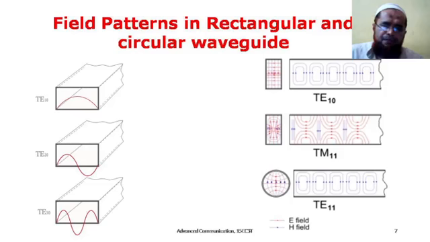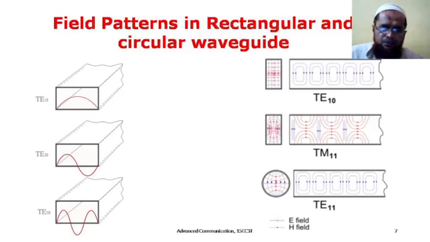TE10: we have the electric field vector in horizontal direction. In vertical direction, we don't have any field vector or energy. This is the top view of the waveguide. Don't be confused. Similarly, here TM11, TM represents transverse magnetic. Here the magnetic field is perpendicular to the direction of propagation. So here we have one wave in horizontal, another wave in vertical direction. In both directions we have one complete wave. So that you need to remember.